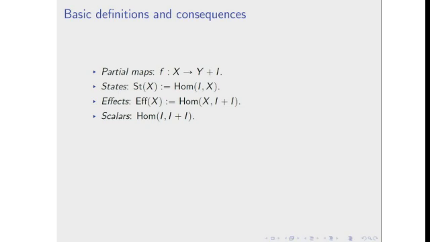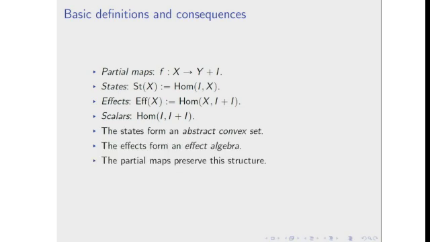So these scalars are my probabilities in this theory, and they don't have to be real numbers; they can be something more general. The states form an abstract convex set, and the effects form an effect algebra, and I'm going to explain what that is. Basically the partial maps preserve all the structure of the abstract convex set and the effect algebra. And this definition that we just saw is basically the minimal requirements to get this out. It's actually a very long way to get from this definition with pullbacks and jointly monic things to all this stuff, but it's chosen to make this work.